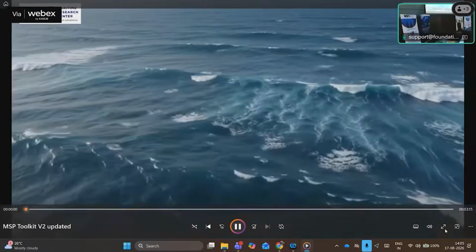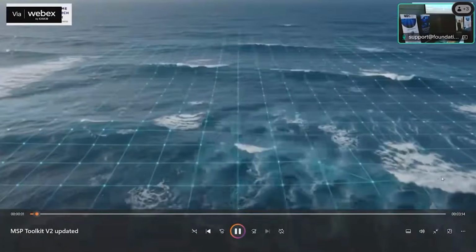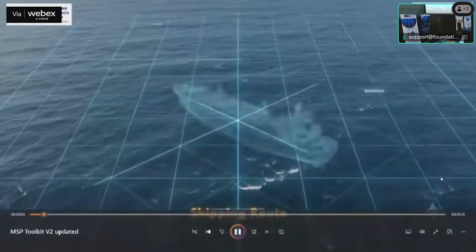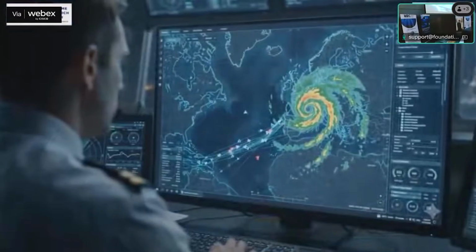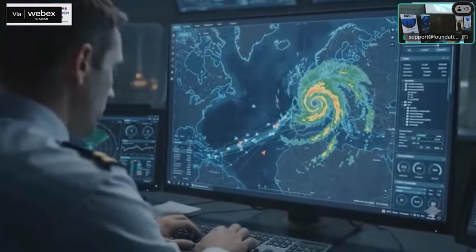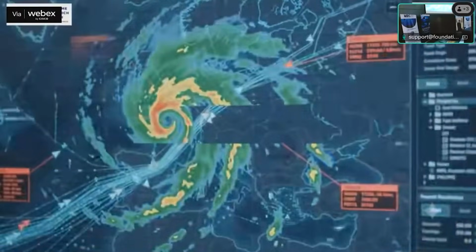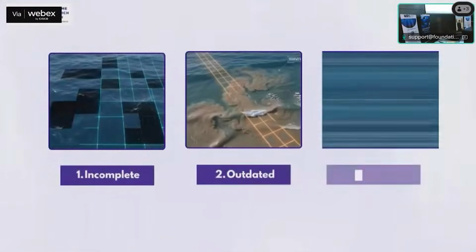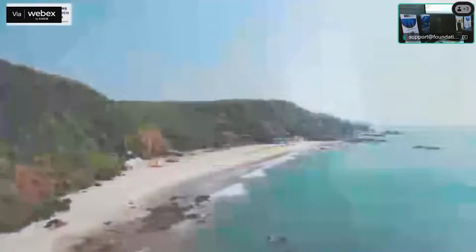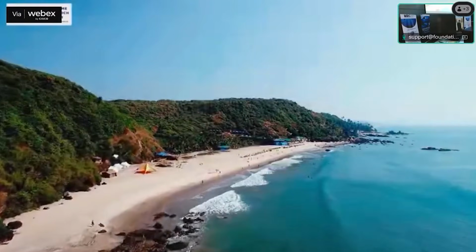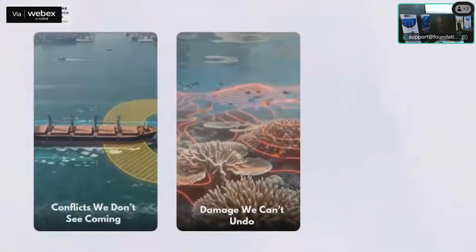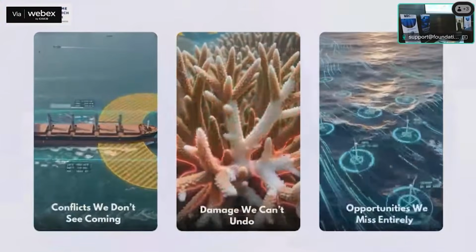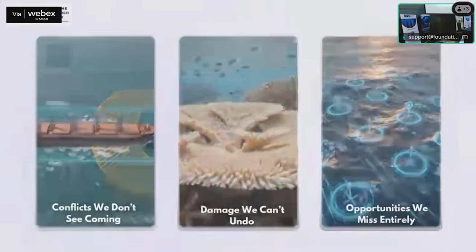The ocean doesn't come with a map that tells you where to build a wind farm, where to lay a shipping route, or where a coral reef will still be alive in 10 years. Every day, decisions about our coasts and seas are made with data that's incomplete, outdated, or static. A snapshot of an ocean that never stops moving. The result? Conflicts we don't see coming, damage we can't undo, opportunities we miss entirely.